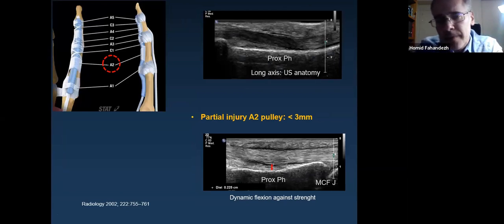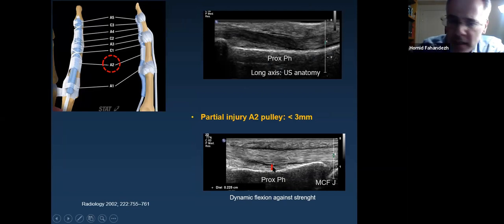Sometimes, especially in rock climbers, you can see patients that are climbing and suddenly they feel pain in the volar aspect, and they come to your office with a little hematoma in the volar aspect of the tendon, and the distance is less than 3 millimeters. So in these cases, we must think of partial ruptures, and they are really frequent, especially in rock climbers.